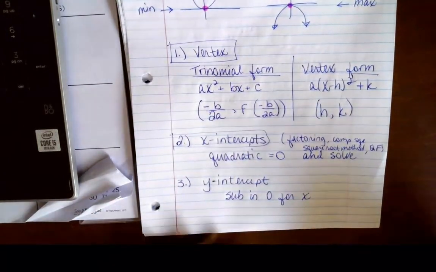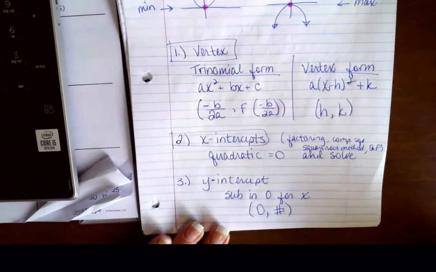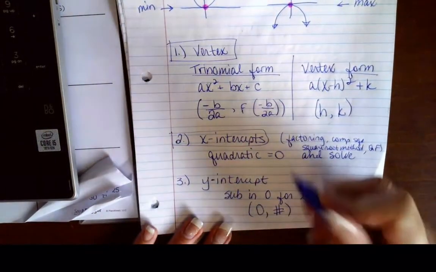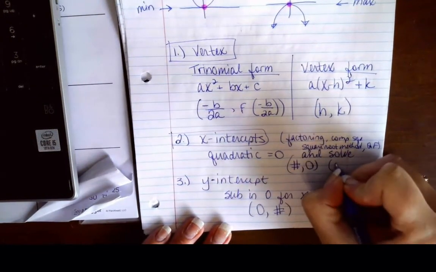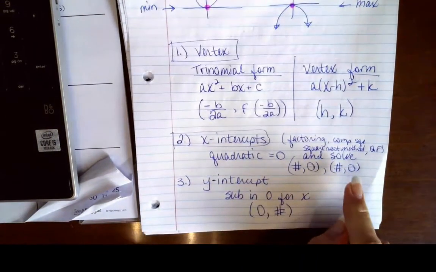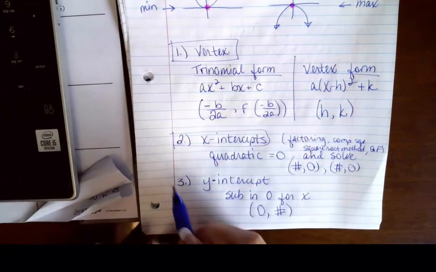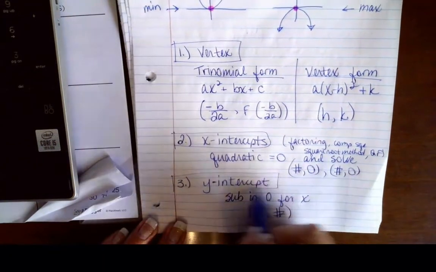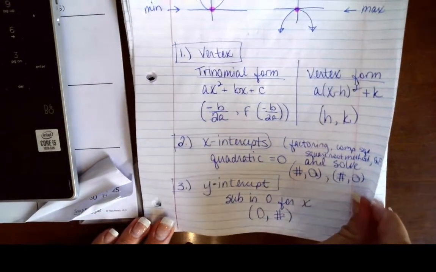And then simplify. So that's going to take the form of (0, a number), whereas these ones will take the form of (a number, 0) and (a number, 0). There may only be one of those, but that's what we're looking for. Okay, so now I know my vertex, I know my x-intercepts, I know my y-intercept. So now we want to talk about domain and range.